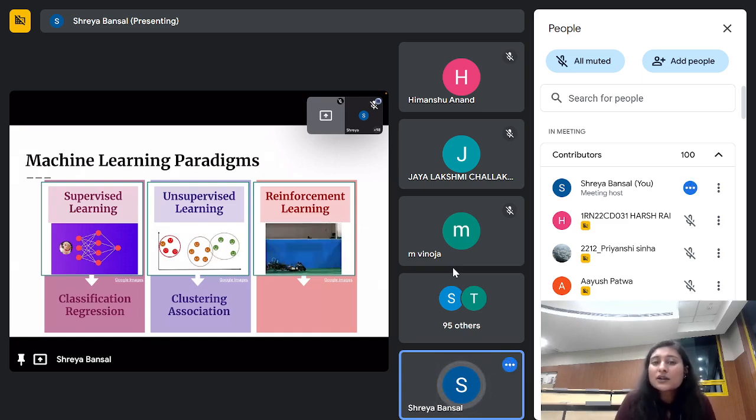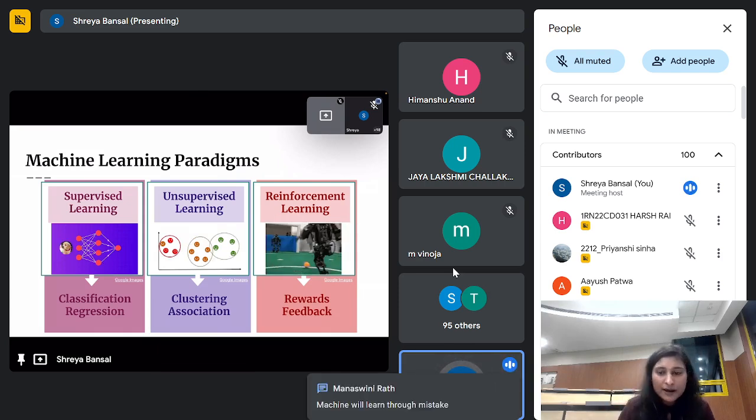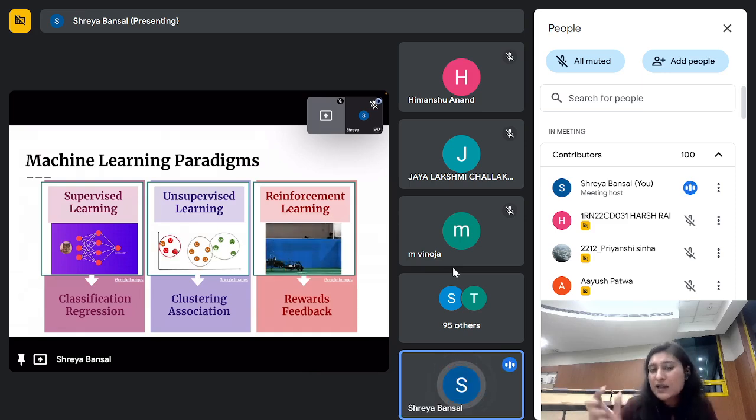On the performance, on the game result: from this move I have lost the game, that's why I should not choose this move. From this move I make plus points in my game, so it means these moves are important for me. So these are called feedbacks. They are rewards. So according to this feedback, according to these rewards, yes, Manaswini, the machine will learn through mistakes. You can say that. This mistake word, we call it regret. So rewards mean plus points, regret means negative points.